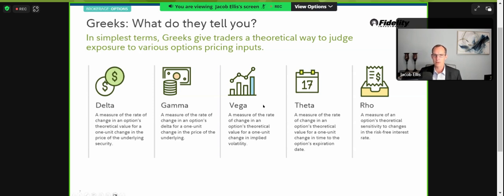We'll look at implied volatility in a number of different ways later on in the class, but that's what Vega is all about. If implied volatility has changed, how much will that impact my options premium?